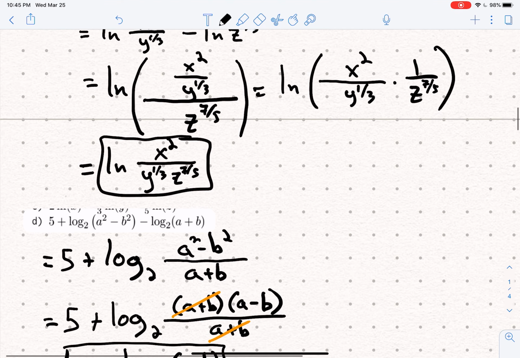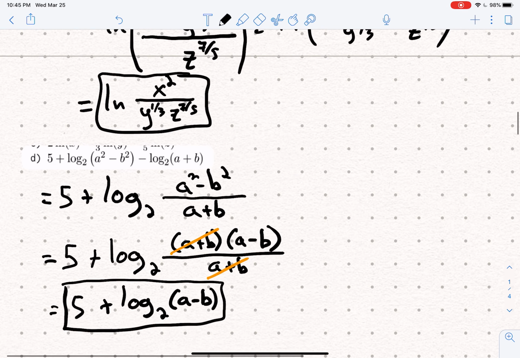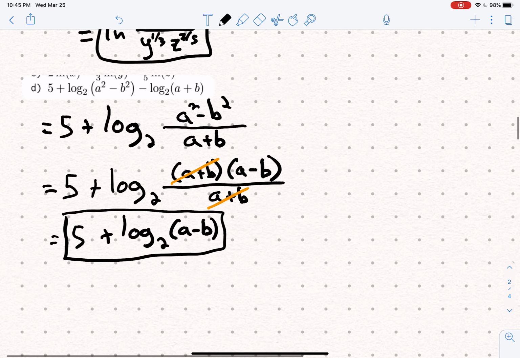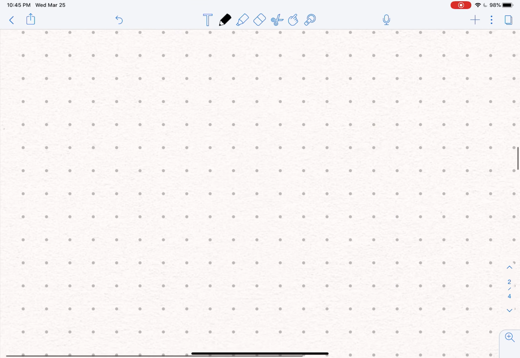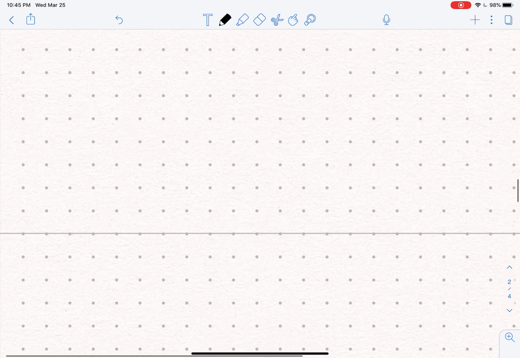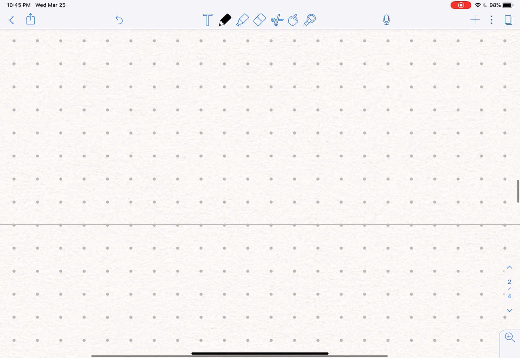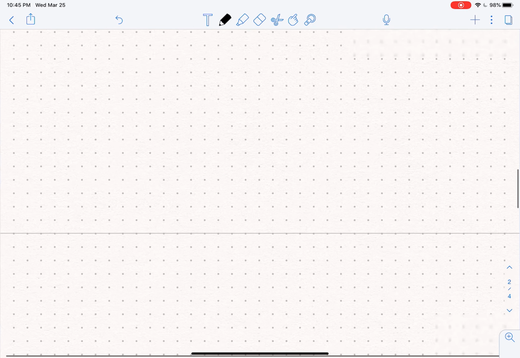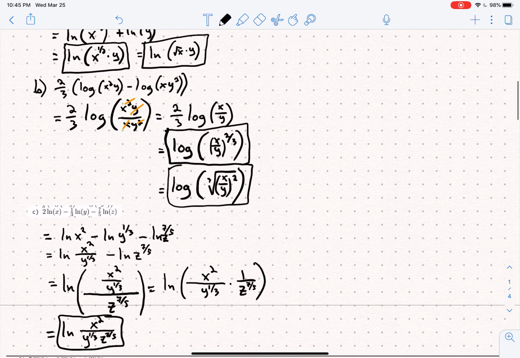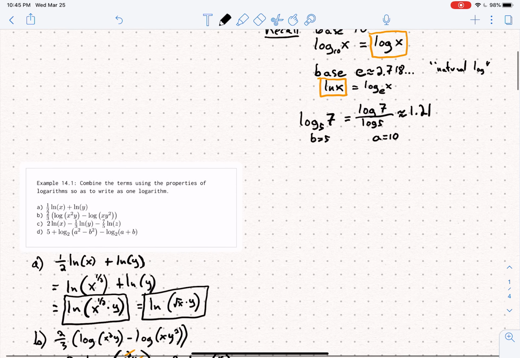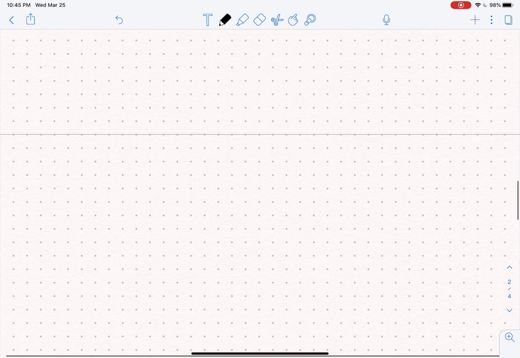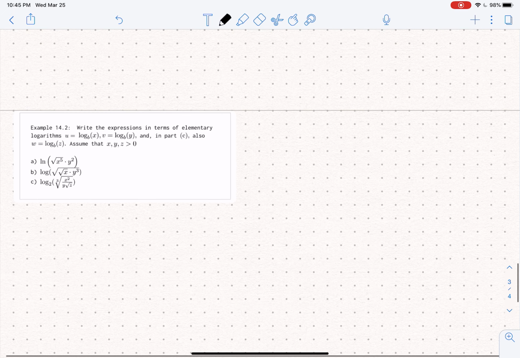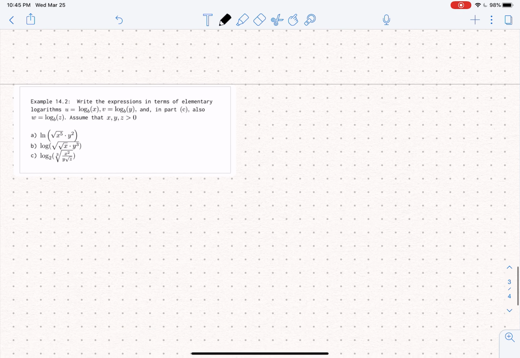Okay, guys. That's it for this example. Now we're going to go on. We have one more set of examples to look at here in practicing with logs. Let's see if we can find my other examples. Here they are. Okay.